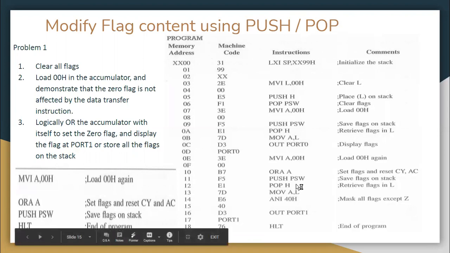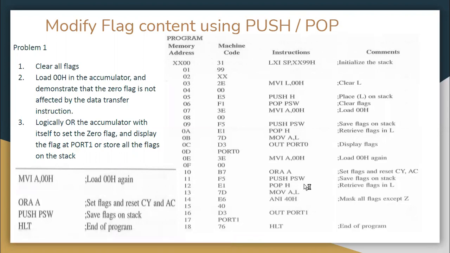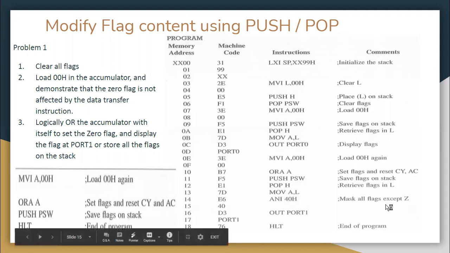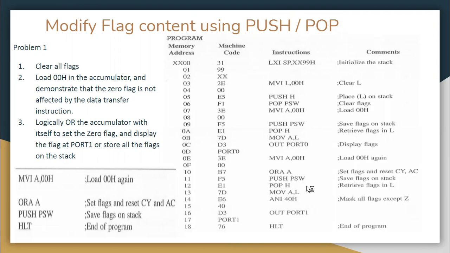So push PSW. Push PSW is along with the accumulator. The accumulator is already 00, so 0 value. Then the flag register. Now the 0 bit will be set as 1. So now we push that into the stack. And not only the 0 bit, the sign bit and the parity bit also will be set to 1 in order to maintain the even or odd parity accordingly. What parity does this system take? Here we have even parity.